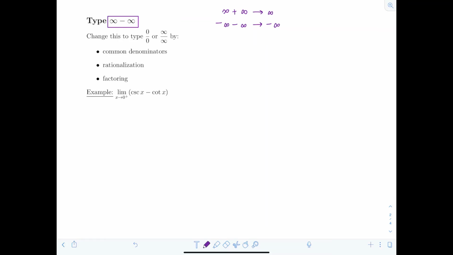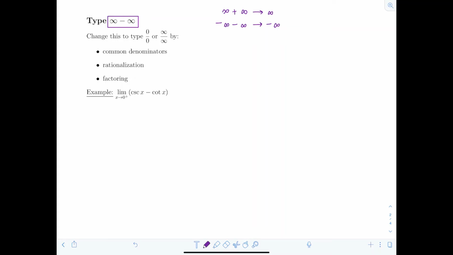And you can do this typically one of 3 ways. One is you can get a common denominator with your 2 terms. The second is you could rationalize the expression, either the denominator or the numerator. And the last one is by factoring. So let's look at an example here. We have the limit as x approaches 0 from the right of cosecant x minus cotangent of x.